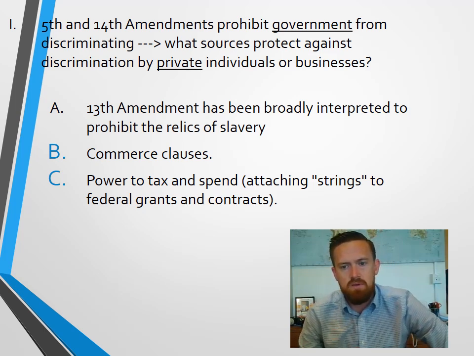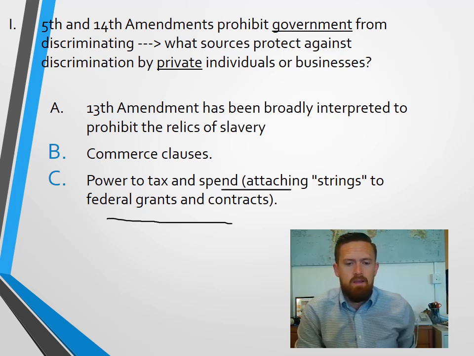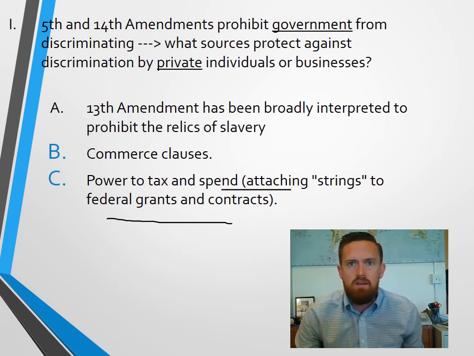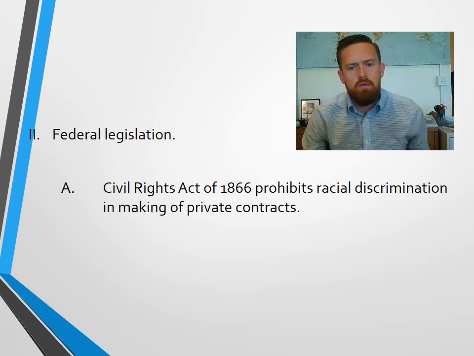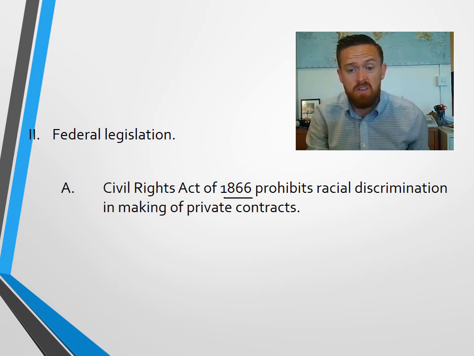The 13th Amendment says you can't have slavery. Congress is able to use the Commerce Clause to regulate commerce, and the power to tax and spend, and attaching strings to that, can affect these things. So let's look a little more closely. In 1866, Congress passed the Civil Rights Act, which prohibited racial discrimination in making private contracts. So it started kind of small right after the Civil War.